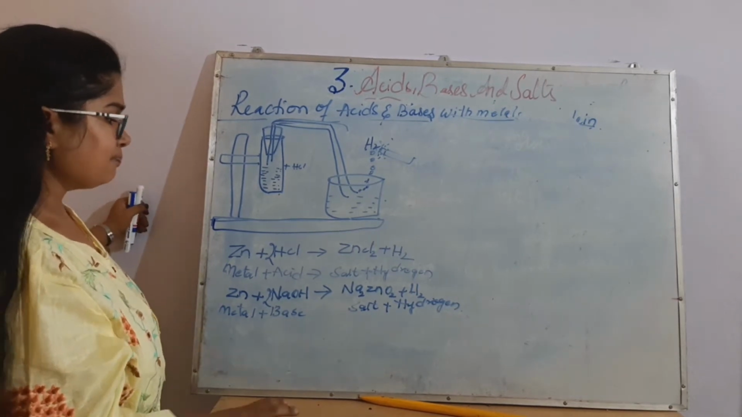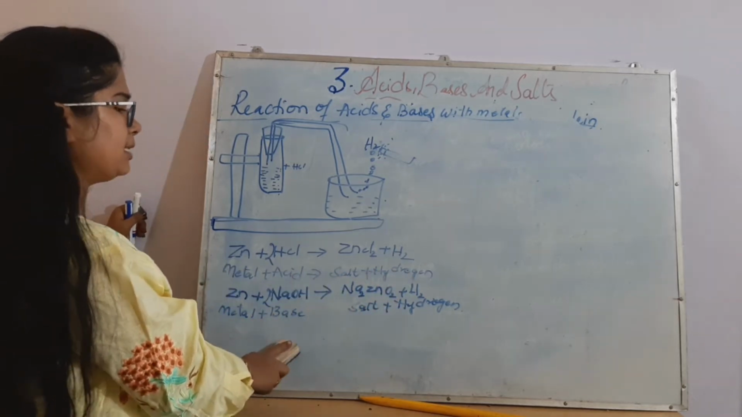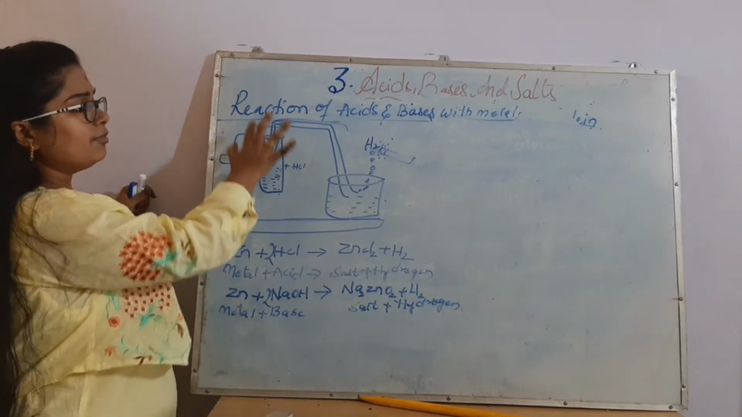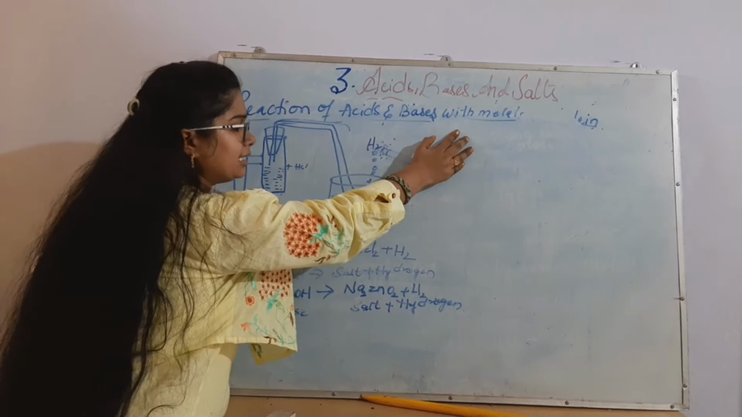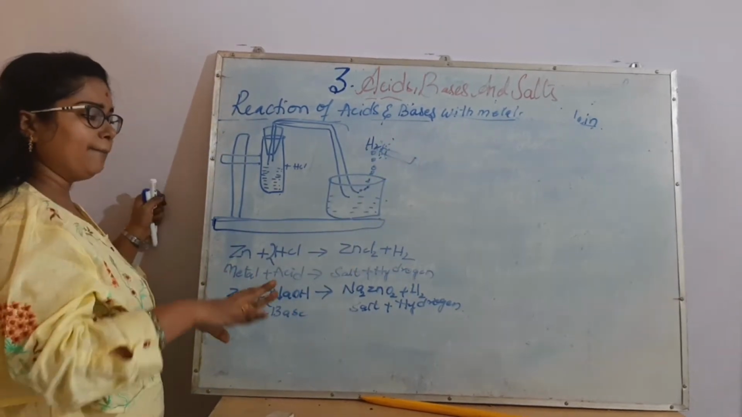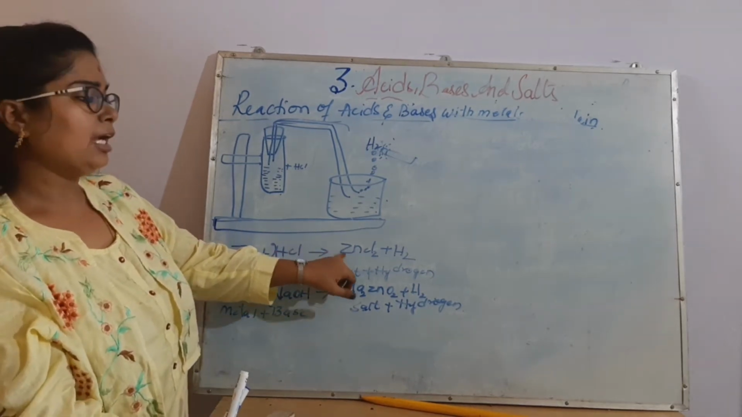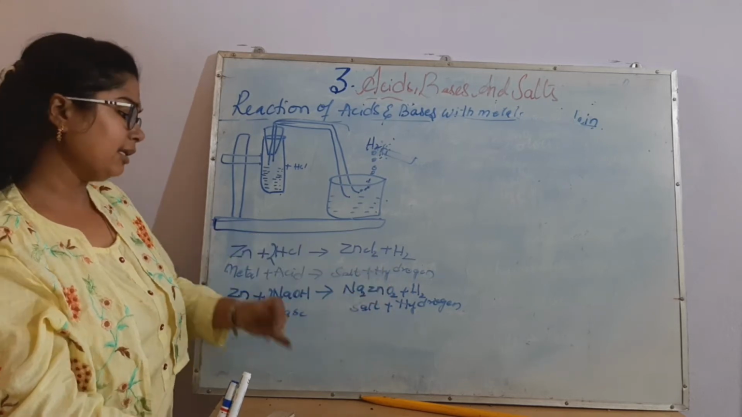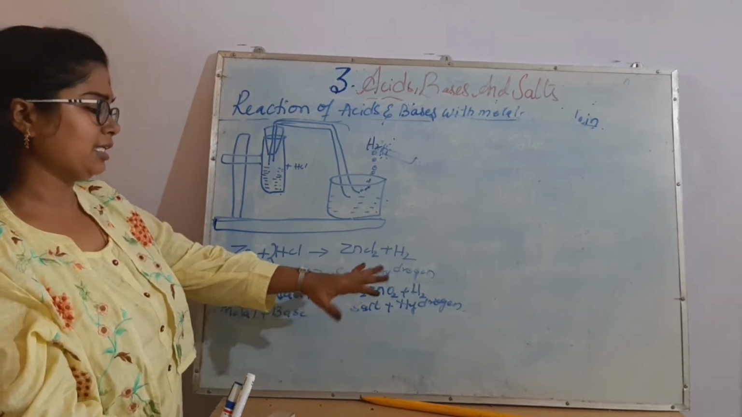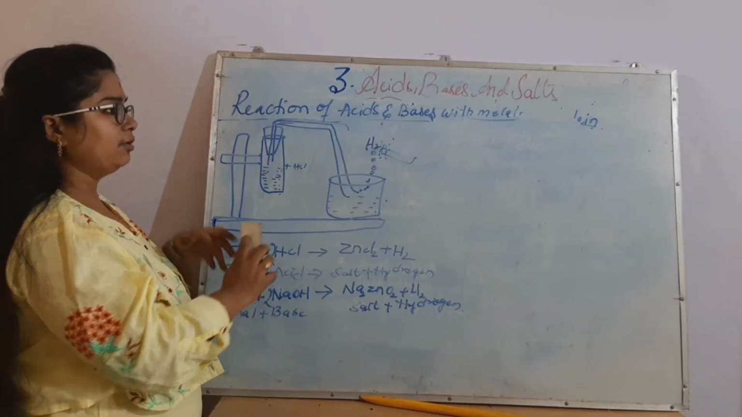So the reaction of acids and bases with metals: metal plus acid, it can be any metal like copper, CuCl2 will come, magnesium, MgCl2, and H2 gas will be going out. Whatever the metal is, metal plus acid will give you salt plus hydrogen. Metal plus base also will give you salt and hydrogen.